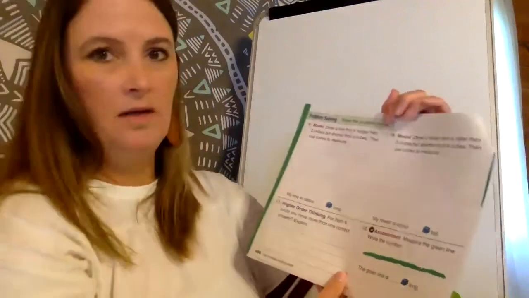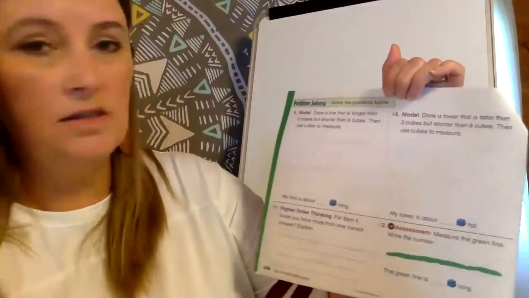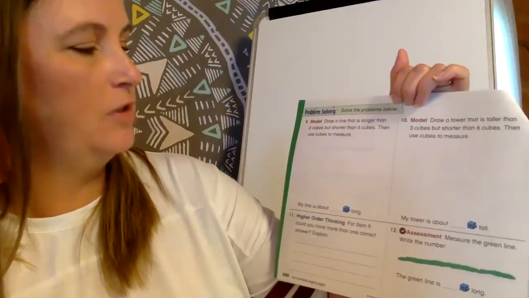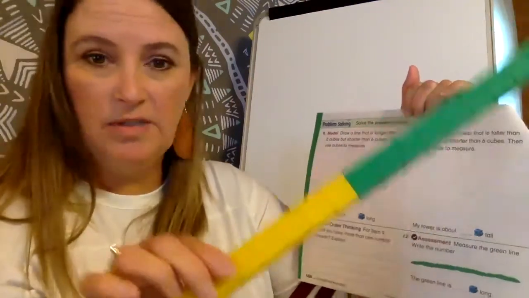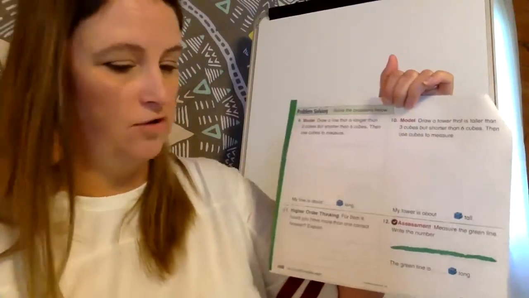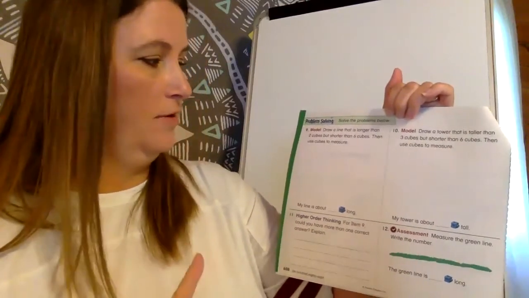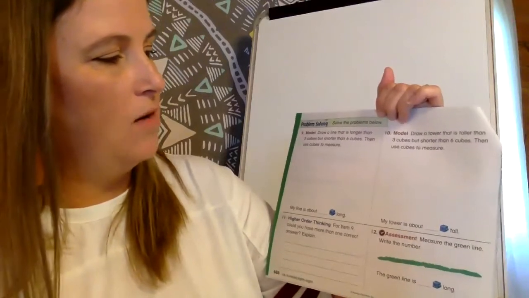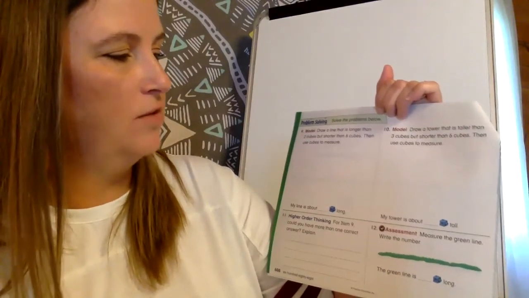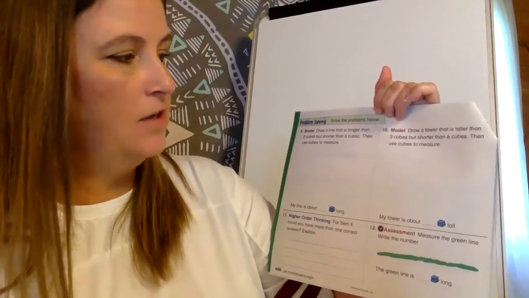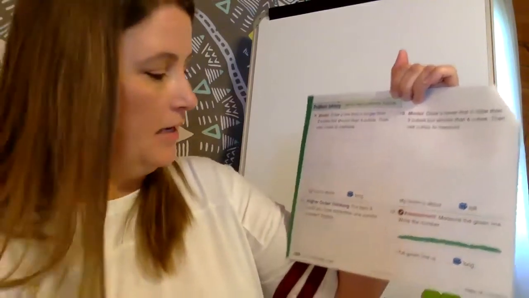And then on the back, let's see, we may have to make some modifications to these as well. It says to solve the problems. Number 9 says draw a line that is longer than 2 cubes but shorter than 6 cubes. So you have the cubes to do that. We don't need to change anything on that one. Then use cubes to measure. So you're going to draw a line. It has to be longer than 2 cubes but shorter than 6 cubes. On number 10, it says to draw a tower that is taller than 3 cubes but shorter than 6 cubes. Then use cubes to measure it and tell me how many cubes long it is.